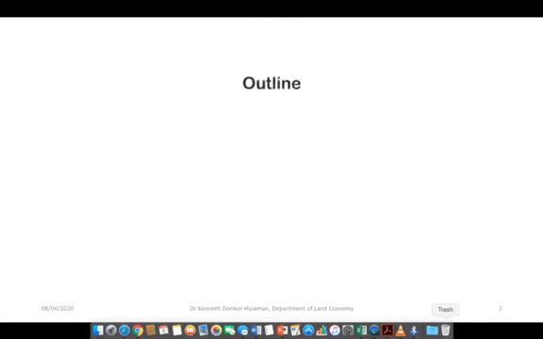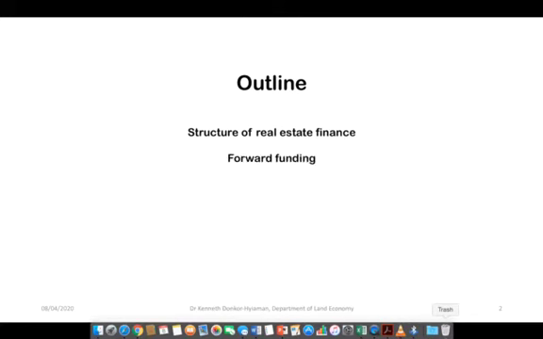So in today's lecture, we'll be looking at a number of things, but before we look at the specific methods, which will be 4 in total, I will start by making reference to the real estate finance structure, and then I'll look at the concept of forward funding as differentiated from the concept of forward sale, and then we'll look at bridging finance or gap financing, and then we'll end with mezzanine finance.